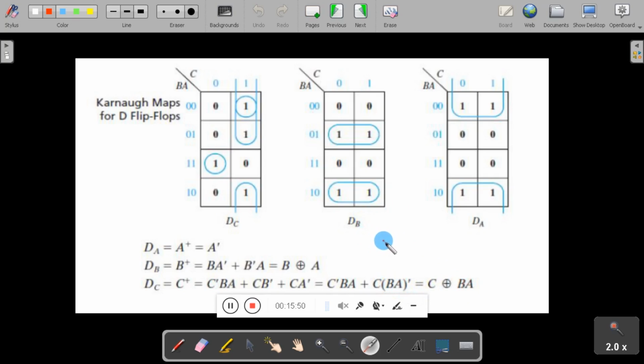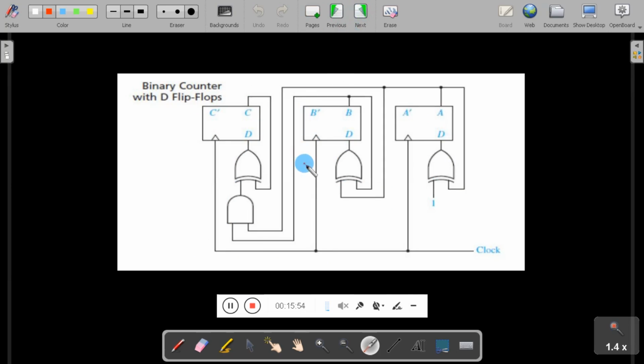Let us see the circuit diagram now. I am using 3 flip-flops, as I said. The input to the flip-flops is D, since it is a D flip-flop. The outputs are A, B and C. All the flip-flops are driven simultaneously by a single clock, so it is called a synchronous binary counter. It is a mod 8 counter. Now the input to the A flip-flop is nothing but A complement, A bar.